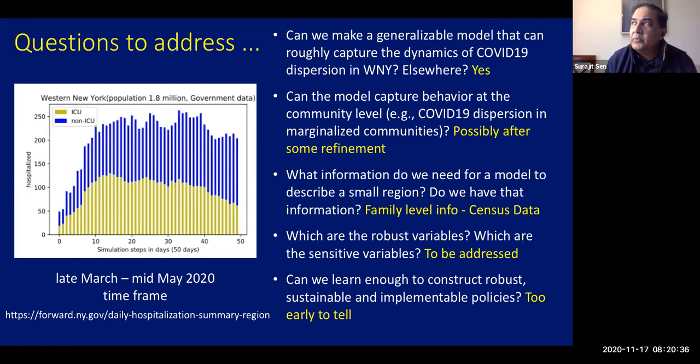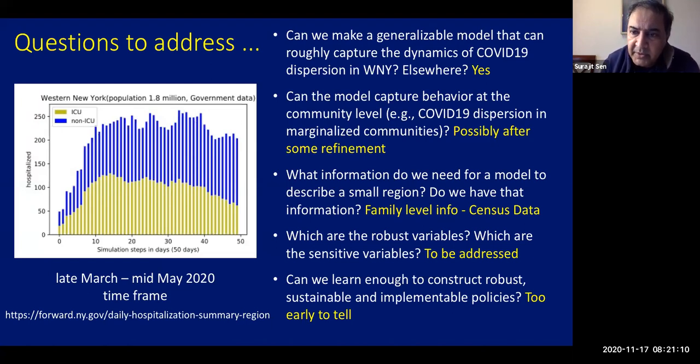The issue is whether the way you are capturing is the right way, whether it's unique. It's not. That's the problem. Can the model capture behavior at the community level? For example, COVID-19 dispersion in marginalized communities. And the answer is possibly so after some refinement. We also may need some levels of data that we may not have to make good predictions that are high quality. But can we make rough predictions? Possibly, yes, we should be able to.